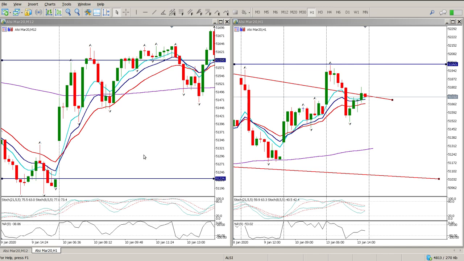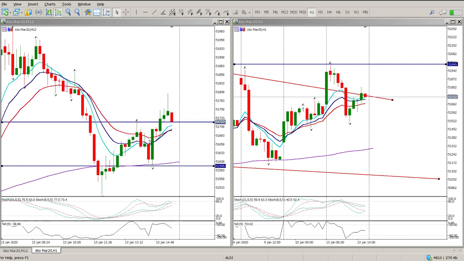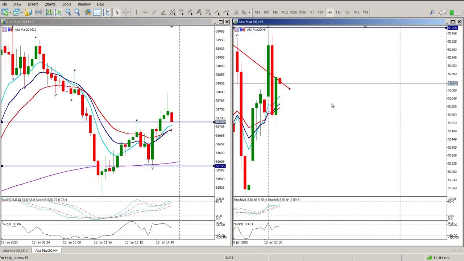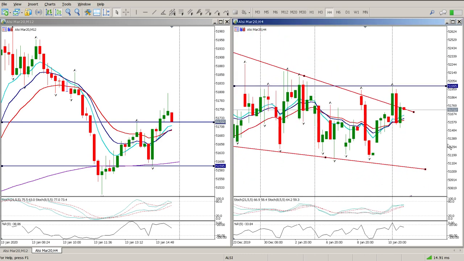So your guess is as good as mine, I suppose, at the moment. There is a lot of structure forming, and I do like the structure forming, but I do want to see a little bit more confirmation, especially looking for confirmation on things like the 3 hour, 4 hour, and the daily.